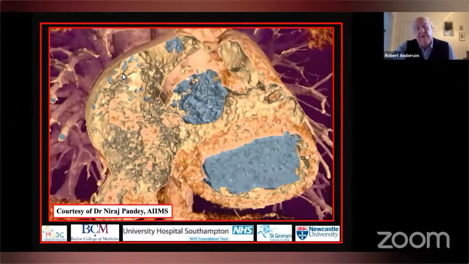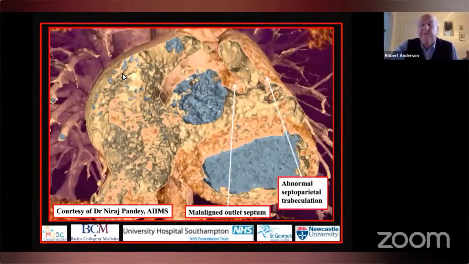And this is a virtual dissection of that self-same data set prepared by Neeraj. Now Neeraj has made the cut in such a way that you can see the malaligned outlet septum, normal septoparietal trabeculations, and the squeeze that tells us we are dealing with tetralogy of Fallot. Moreover, he can now show you the extensive aorta to right ventricular communication that is the entrance to the aortic root.